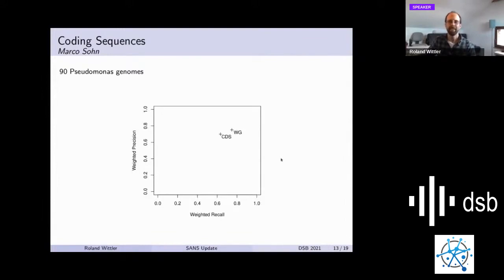Well, the answer was it's worse. Yeah, and then the question was, okay, but what happens if we translate the coding sequences? What if we go to amino acid level? And there we really improve the results significantly. That was very nice to see.